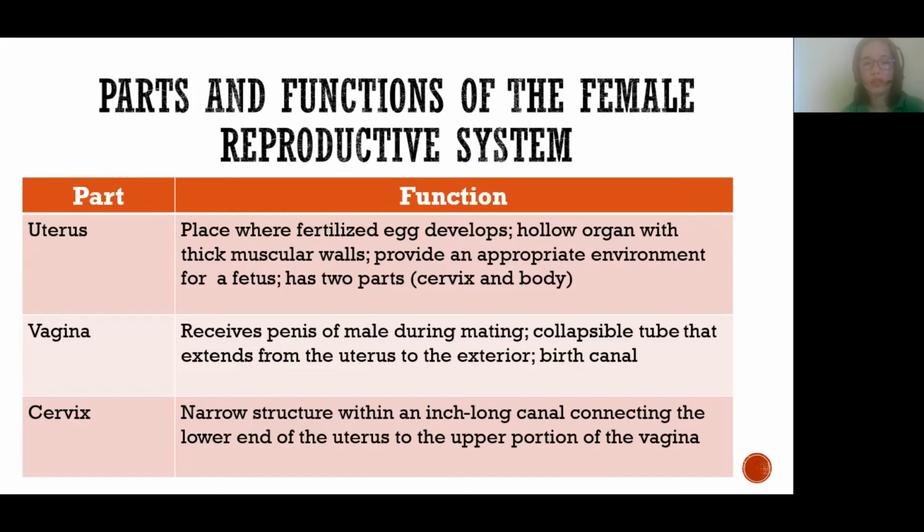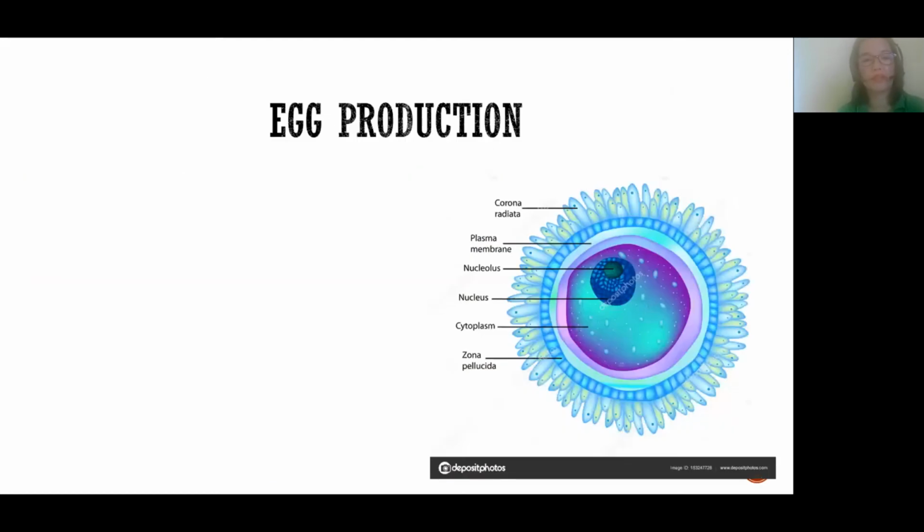The vagina is the one that receives the penis. This is the organ for copulation, and this also serves as the birth canal. And the cervix is a narrow structure connecting the lower end of the uterus and the upper portion of the vagina. Okay, so these are the parts and functions of the female reproductive system.